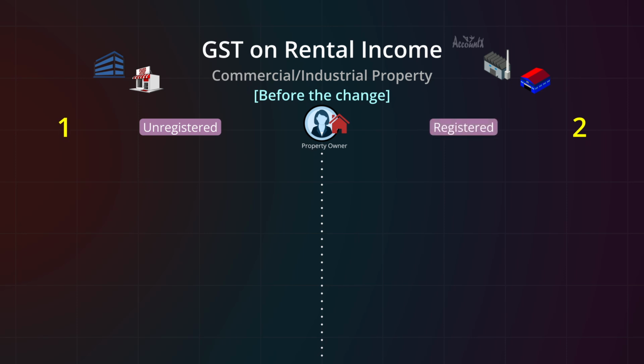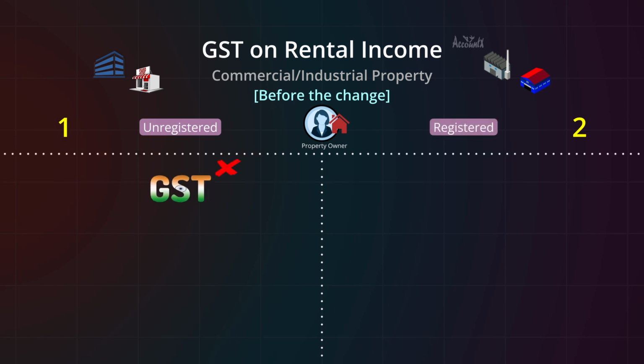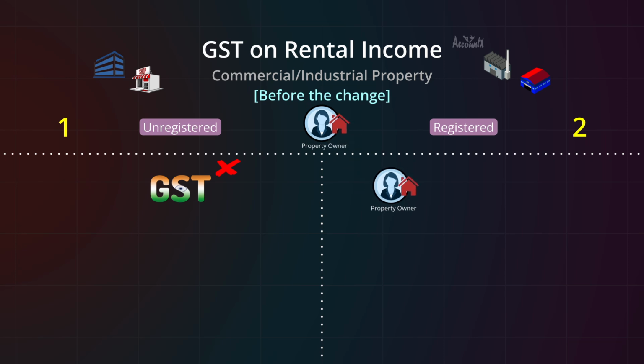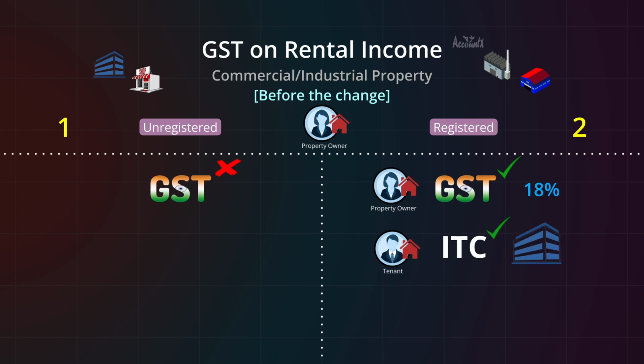In the first situation, you don't have to pay GST, assuming that the turnover of the property owner is within the threshold, which is 20 lakh for most states. In the second scenario, the property owner is required to pay GST at 18%, and as a tenant, you can avail ITC of it if you use the place for the purpose of your business.